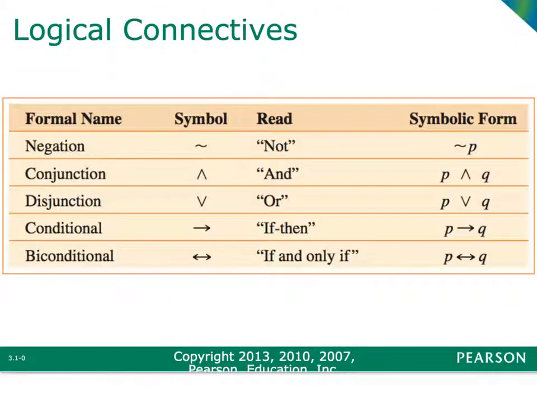Okay, this slide just gives you a summary of what all the symbols look like. So again, your negation looks like a tilde, and that's read not. Your conjunction looks like an upside down V, and that is read and. I kind of think it looks like an N, and I think N and. That's the way I go with it. Disjunction looks like a regular V, and that's read or. The arrow that points to the right is read if then, and the arrow that points both directions is read if and only if.